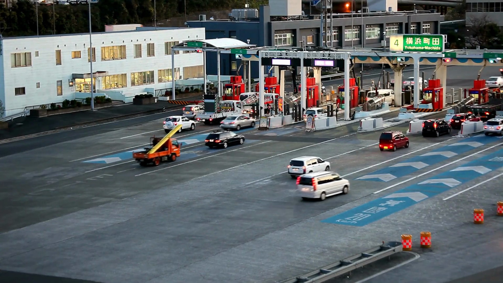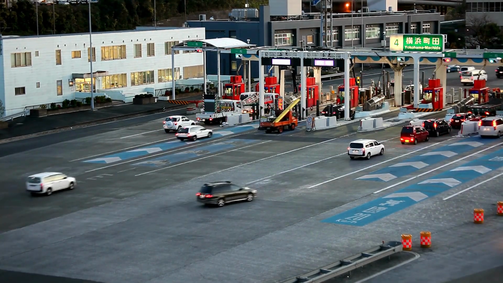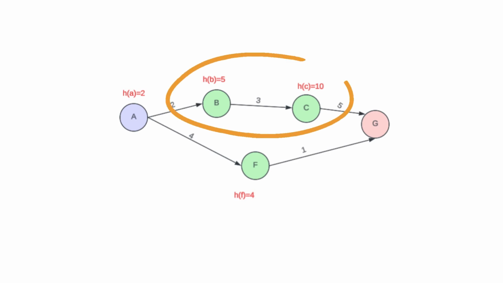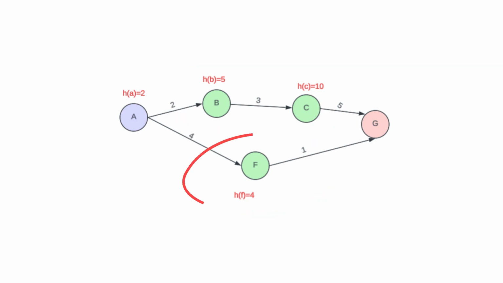To illustrate this more clearly, imagine you're navigating a road network with tolls. Greedy might pick the road that looks shortest but has huge tolls, while A star will balance the tolls you've already paid with what it thinks the remaining tolls might be, and pick the smarter route overall.